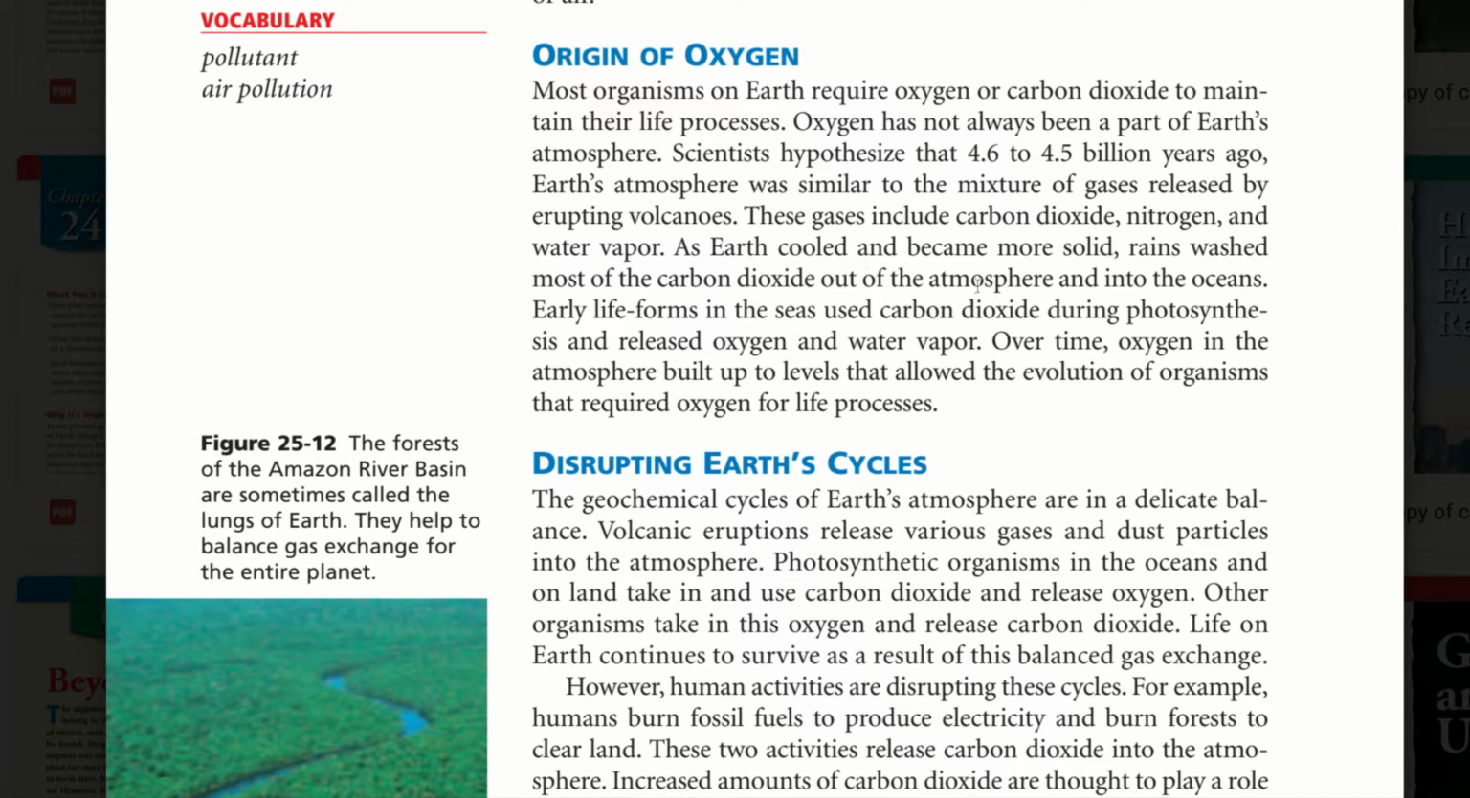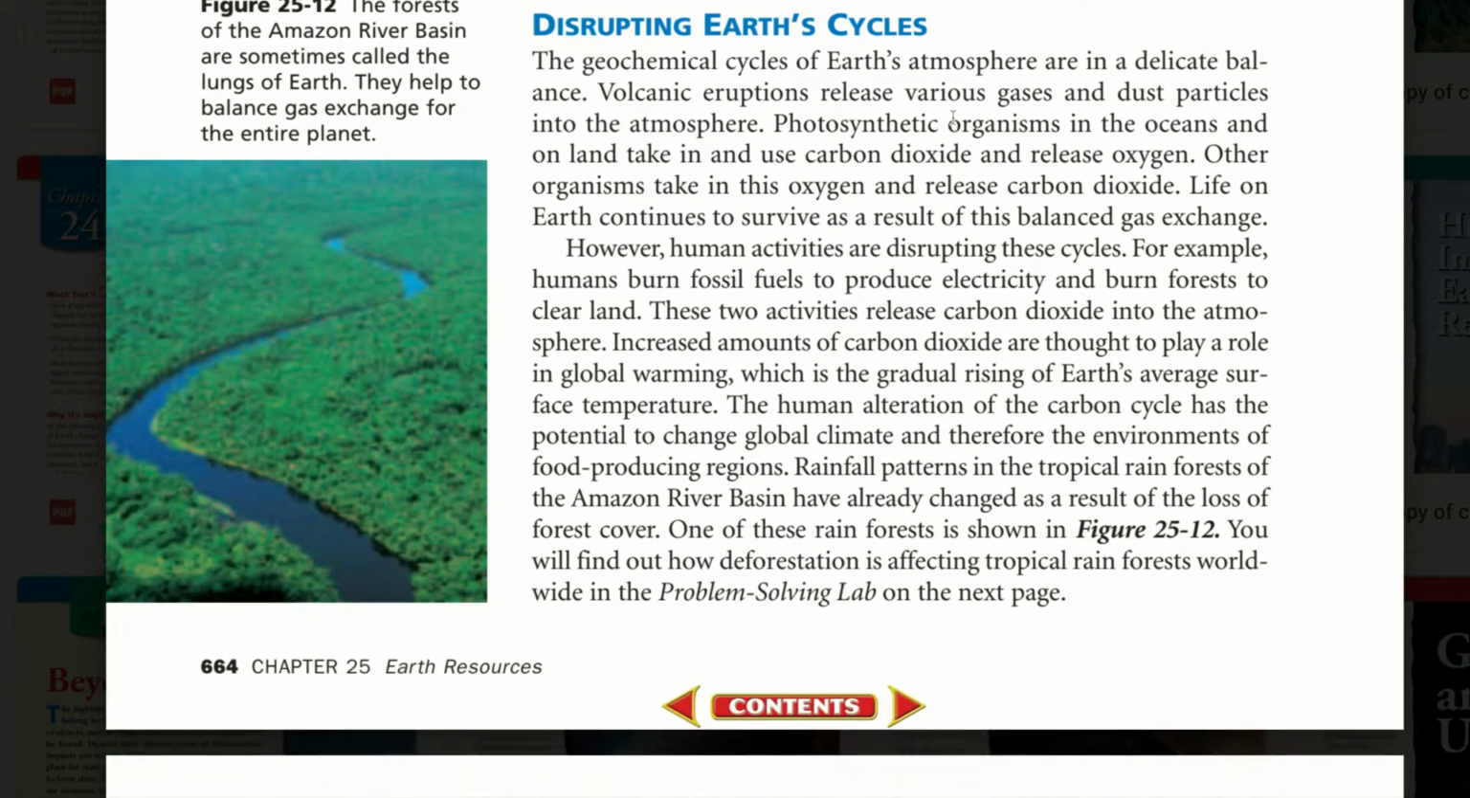As Earth cooled and became more solid, rains washed most of the carbon dioxide out of the atmosphere and into the oceans. Early life forms in the seas used carbon dioxide during photosynthesis and released oxygen and water vapor. Over time, oxygen in the atmosphere built up to levels that allowed the evolution of organisms that require oxygen for life's processes.